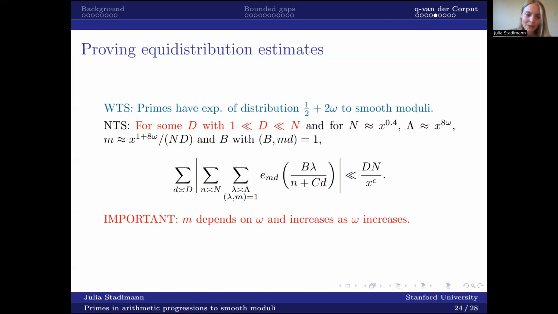I'm going to talk about how to approach bounding this exponential sum in two ways. First I'm going to talk about the approach of Polymath, and then I will talk about how we can change this a little bit to give a slightly improved result. So let's first talk about the approach of Polymath.